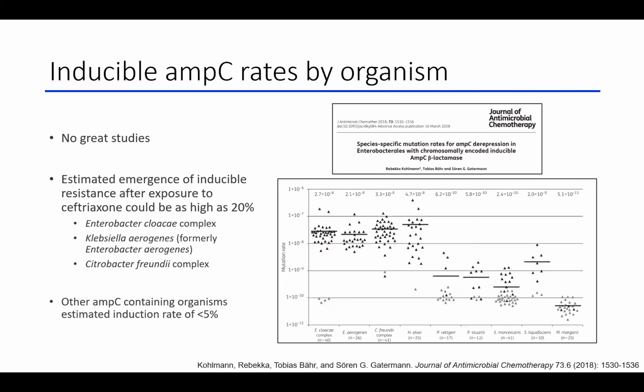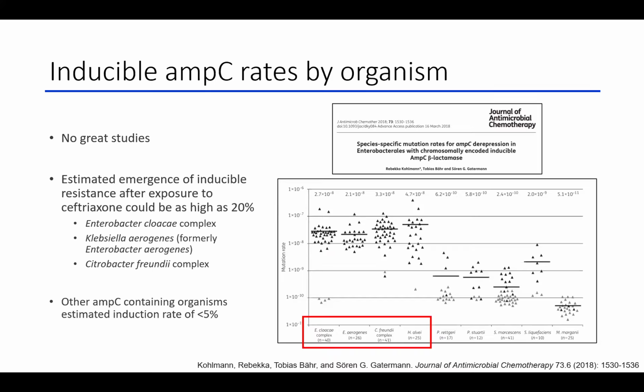So one of the things I wanted to look at is the upregulation. How often do we get that induced state, where we know AMP-C is on the chromosome, but it's going to escalate and become resistant to third generation cephalosporins? And it turns out there are no great studies. I just want to start there, but this is the best one I found. It's estimated that some organisms have a higher reversion rate than others. Along the bottom are different organisms, and along the y-axis is the mutation rate. That's upregulation of the AMP-C to a higher resistance level.